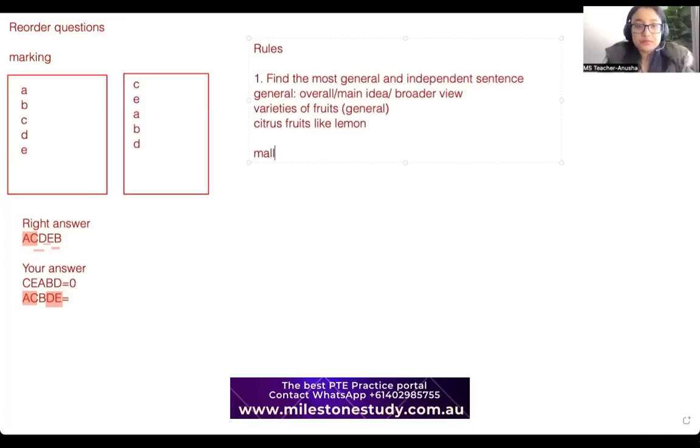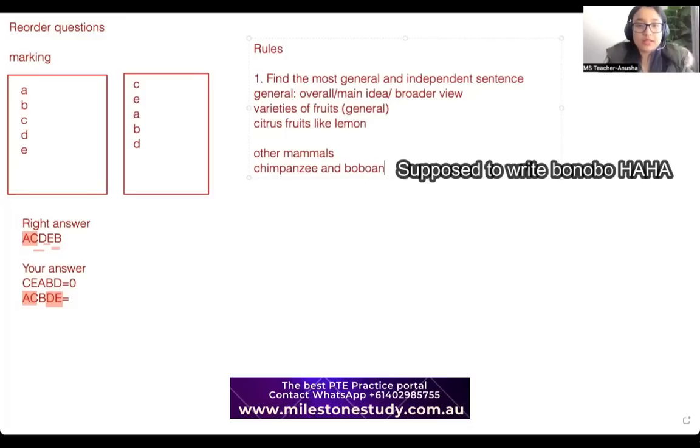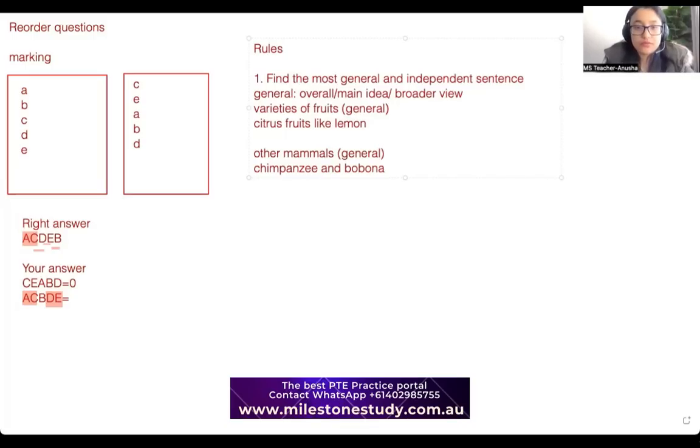Another question. Other mammals, and then chimpanzee and bonobo or something like that. I just read it this morning. So which one is more general, other mammals or chimpanzee and bonobo? Other mammals. Yes, correct. So this sentence will come before chimpanzee and bonobo. Do not name anything in the first go. Talk about the generality and then come down to the names.